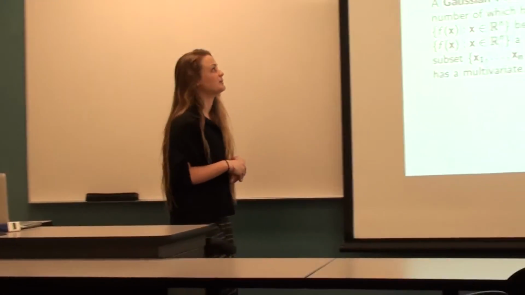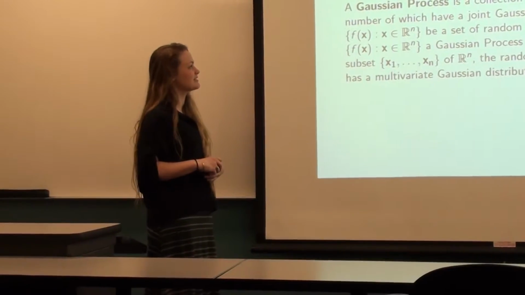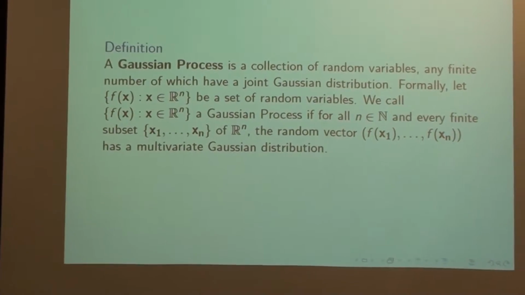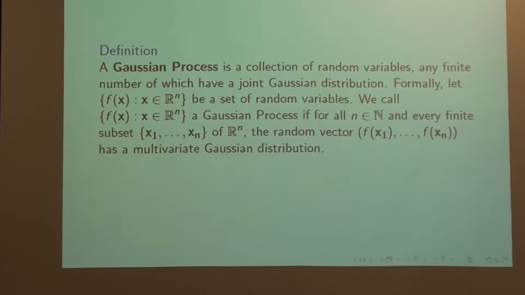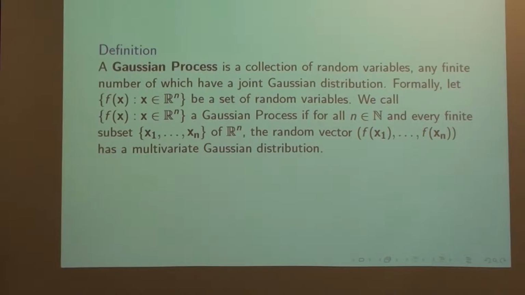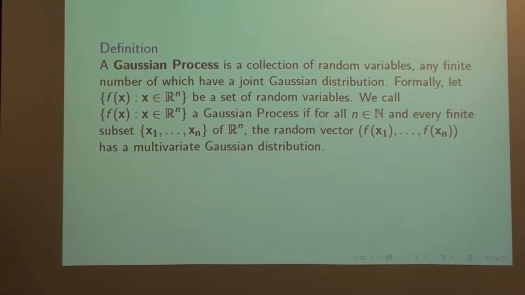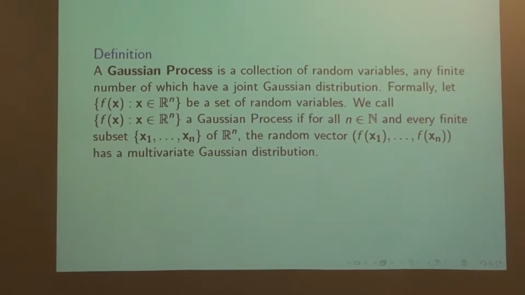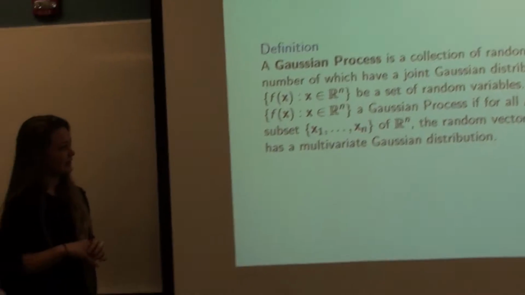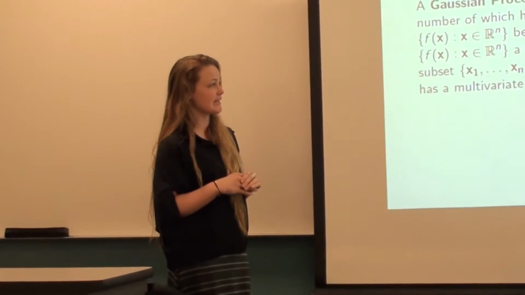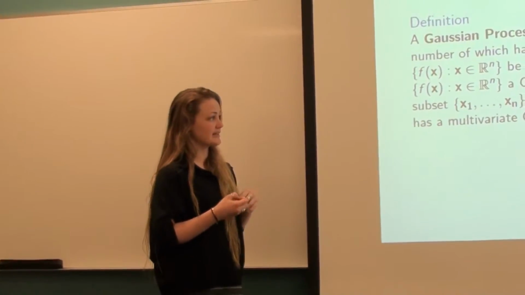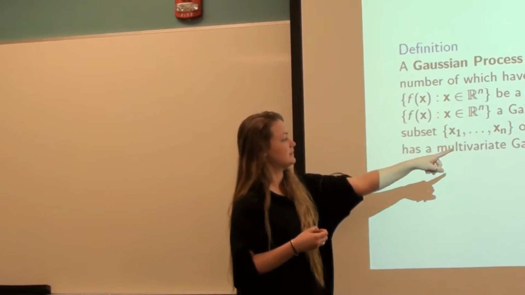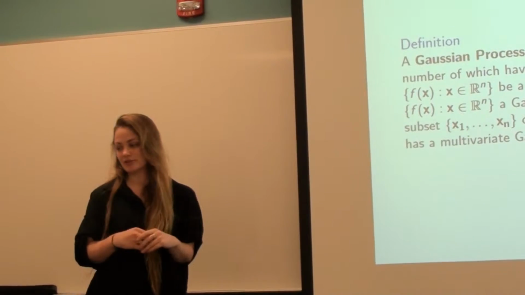All right, so what we've all been waiting for, the Gaussian process. It's a collection of random variables, any finite number of which are going to have a joint Gaussian distribution. So formally, we have a set with our index set being elements of Rn. And so we call it a Gaussian process if we can take a finite set in our index space, and then every random vector will have a multivariate Gaussian distribution.